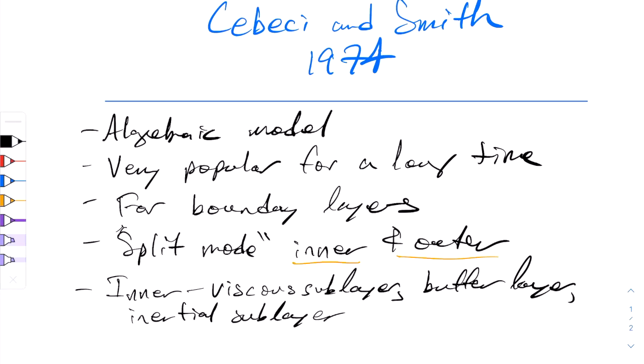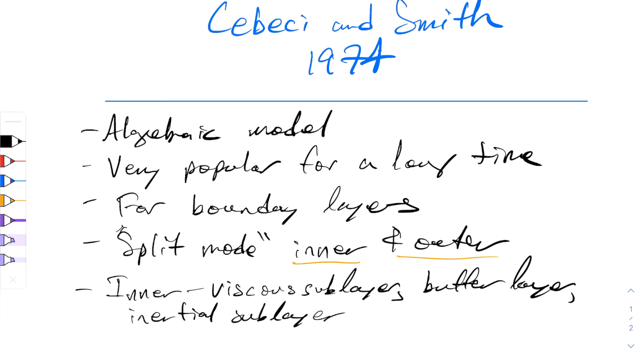Let's talk about the Cebeci and Smith turbulence model. It's an algebraic model published in 1974. It has had incredible popularity for a long time and is particularly created for boundary layers. Let's look at the major equations here and how they work.